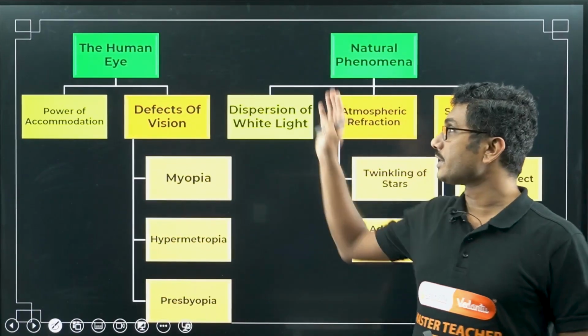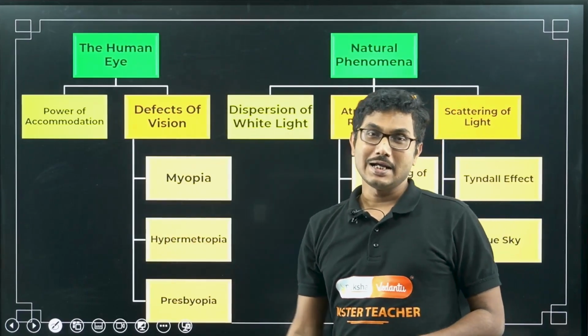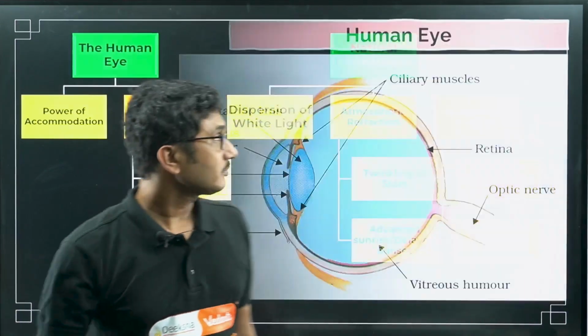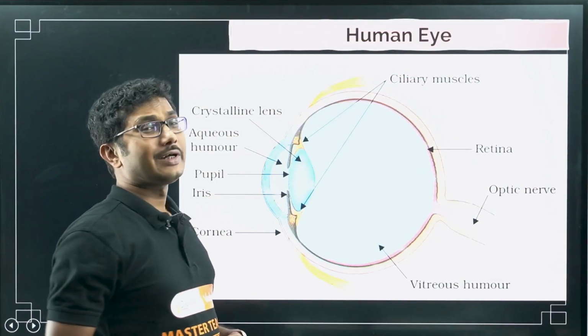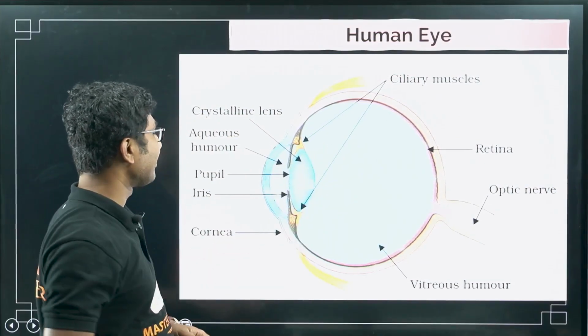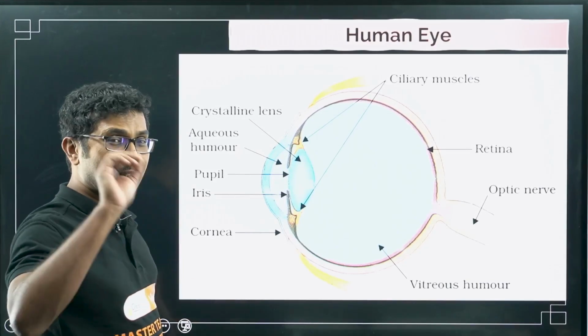Today we will focus mainly on the human eye section. So first let us look into a beautiful picture of our eye. I know you have seen this kind of diagram. Let us understand briefly about it.